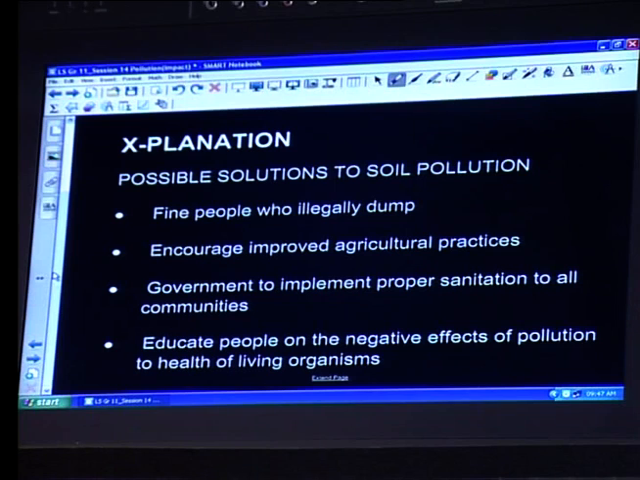Right, possible solutions to soil pollution. We need to fine the people, right? There are certain countries, for example, in Thailand, where people are actually fined if they are found littering. So if somebody is found throwing a can out of their car window, they are fined, right? So this needs to come into our country, where fines need to be imposed on people who litter. And then people can be educated not to litter in that way. Because as soon as money is involved, people become wary of the fact that they cannot litter, they wouldn't litter, and our environment is saved.